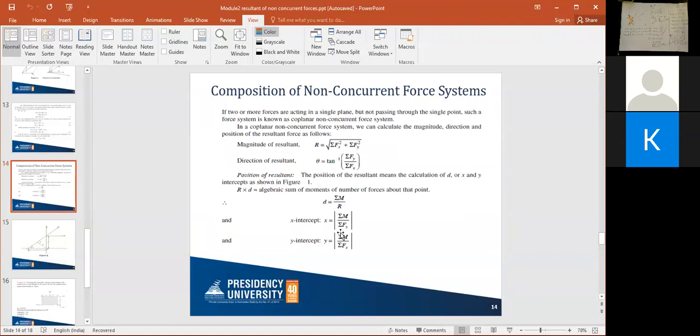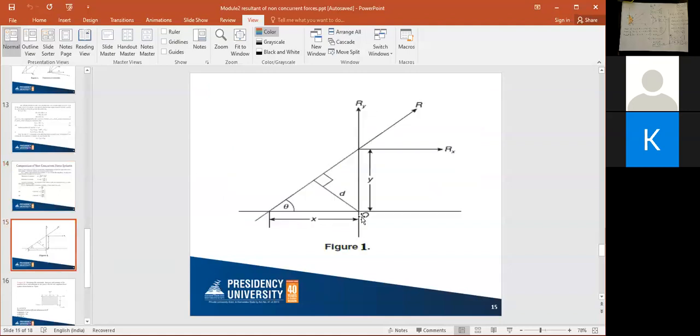Now, the position of the resultant can be simply found by this particular expression: x-intercept equals sigma M by sigma Fy. The same thing goes with y-intercept, where sigma M by sigma Fx will give you that particular position. If you see the diagram over here, if you're calculating the y-intercept, you'll get a coordinate point on the y-axis, and if you're calculating the x-intercept, you'll get the coordinate point on the x-axis. Combining those two points, you'll get the exact position of that resultant in the coordinate system. Okay?